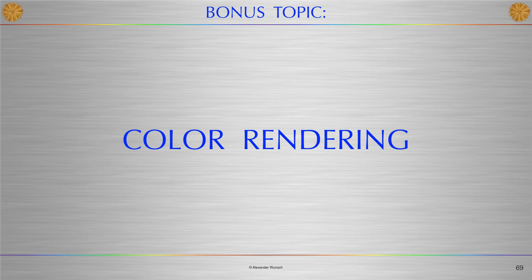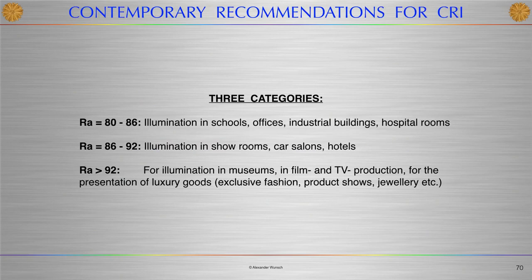So a bonus topic, color rendering. The contemporary recommendations for the color rendering index: 80 to 86 for illumination in schools, offices, industrial buildings, hospital rooms; 86 to 92, illumination in showrooms, car salons, hotels, which is not reached, by the way, in this particular one. In this particular one, we have the RA 80, so a very bad color rendering. And the best color rendering is asked for the illumination in museums, in film and TV production, for the presentation of luxury goods, exclusive fashion product shows, jewelry, etc.